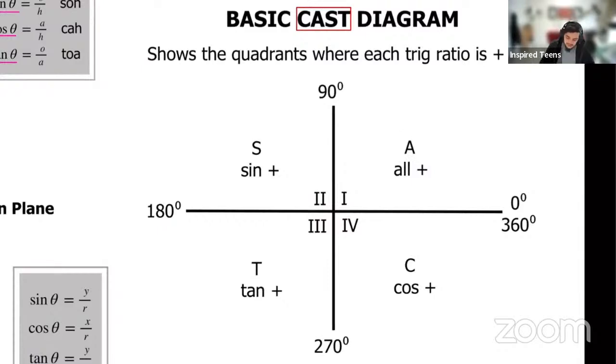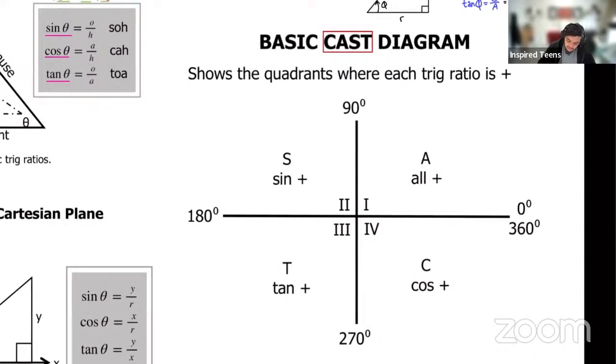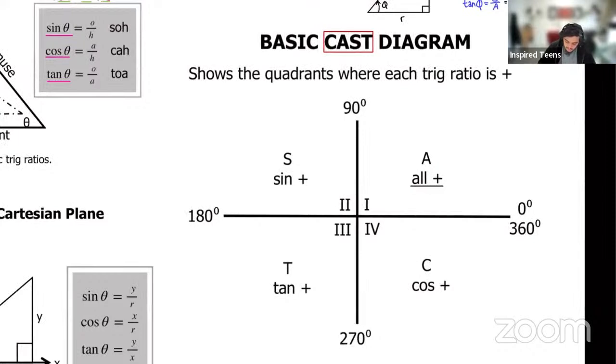Basically, what it means is in the first quadrant, it says all are positive, meaning sine, cos, and tangent. These are all positive in the first quadrant.